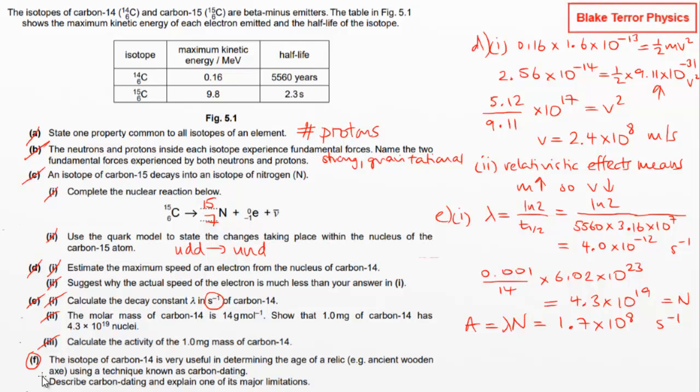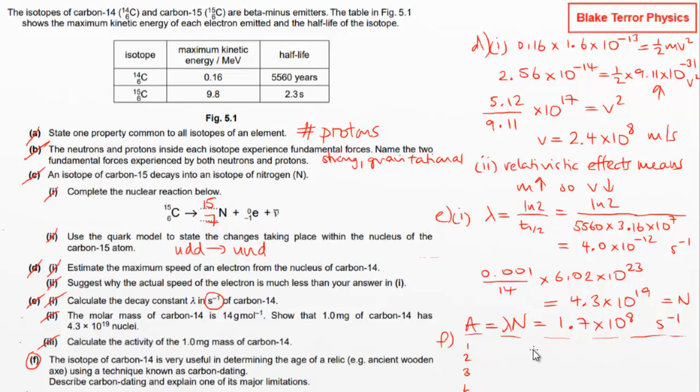Final part. The isotope carbon-14 is very useful in determining the age of a relic, e.g. a wooden axe, using a technique known as carbon dating. Describe carbon dating and explain one of its major limitations. There's 3 things that you normally want to say about carbon dating because this comes up so often. So we've got our 1, 2, 3, and then our limitation. I'm going to struggle to fit this in, but I'm going to talk through it. Living things will absorb carbon dioxide up until when they die.